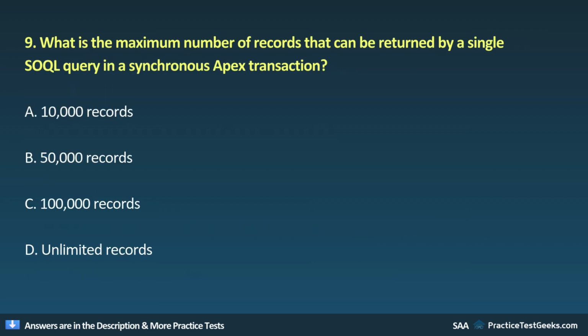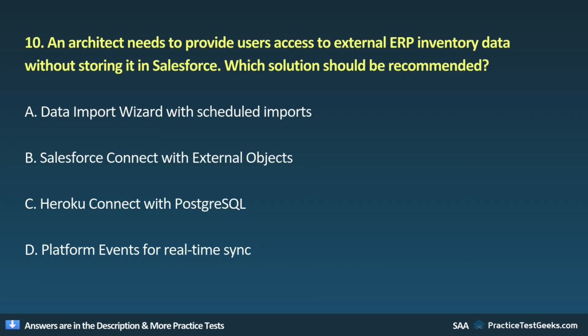9. What is the maximum number of records that can be returned by a single SOQL query in a synchronous Apex transaction? A. 10,000 records. B. 50,000 records. C. 100,000 records. D. Unlimited records. 10. An architect needs to provide users access to external ERP inventory data without storing it in Salesforce. Which solution should be recommended?